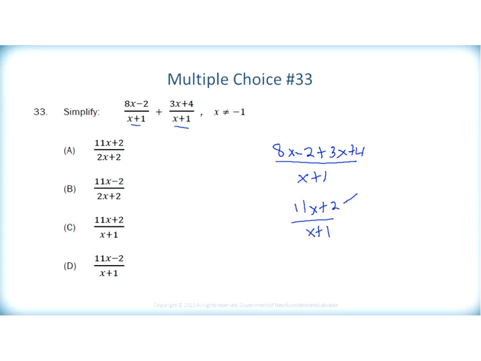Now if we could factor the numerator, then we would, and we may then be able to cancel a common factor of x plus 1, but this is not the case here. We see the answer is D.